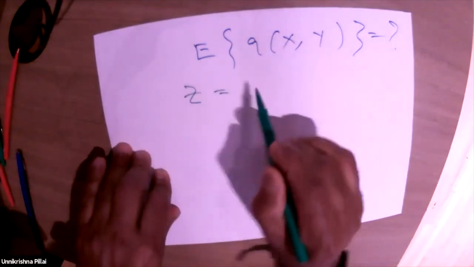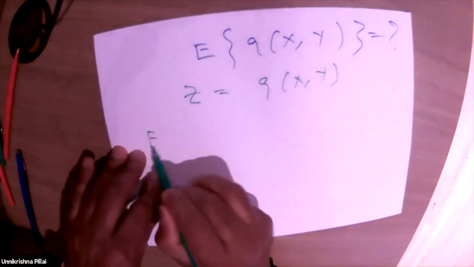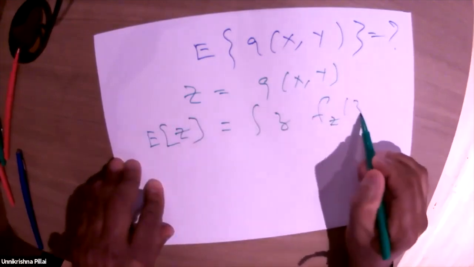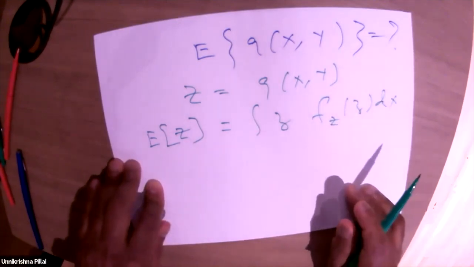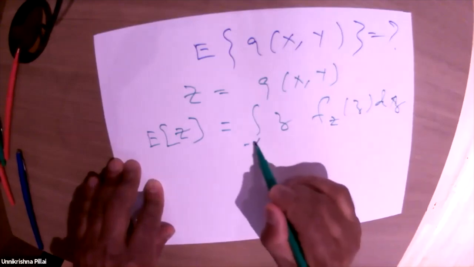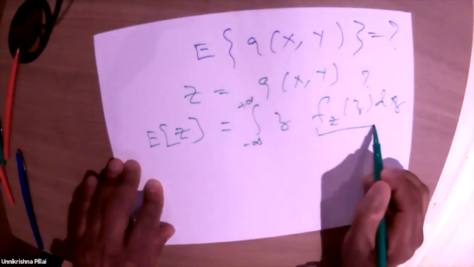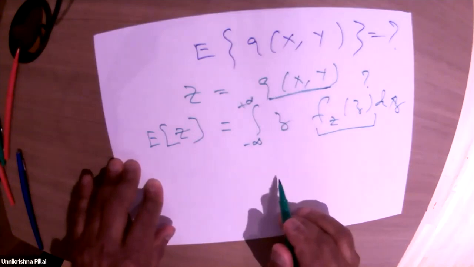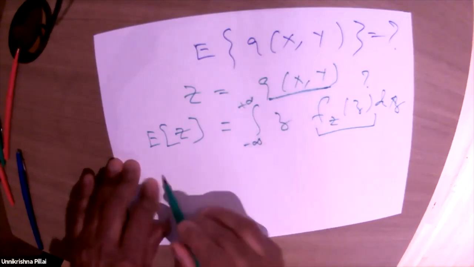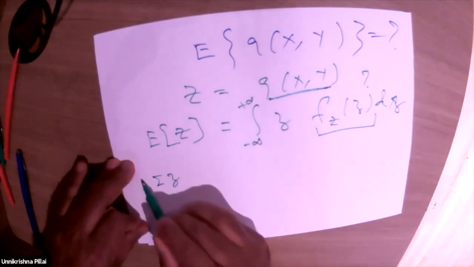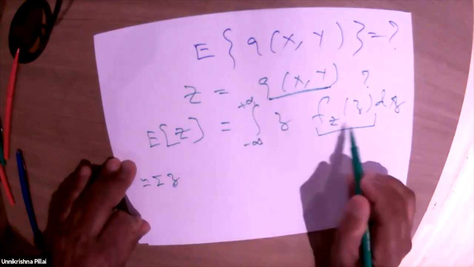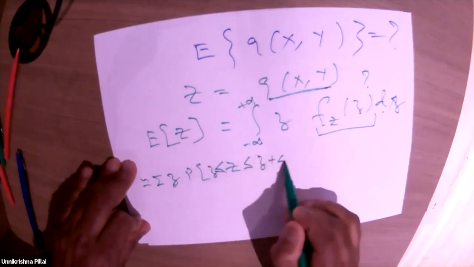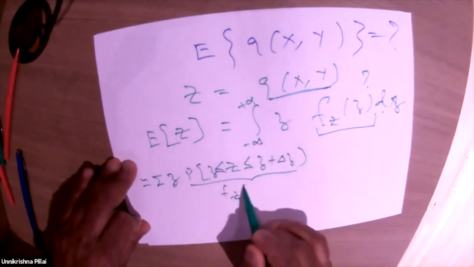So if I define Z to be g(X,Y), the expected value of Z, we have been doing this, is simply the integral of Z multiplied by f_Z(Z), that's the average value of Z. But if you do it this way, then you need to figure out the density function of Z. The question is, can we do it using the joint density function of X and Y? That's the question. Remember, you can write the integration as a summation, approximately Z multiplied by the probability of Z between Z and Z plus delta Z, because this is f_Z(Z) multiplied by delta Z.